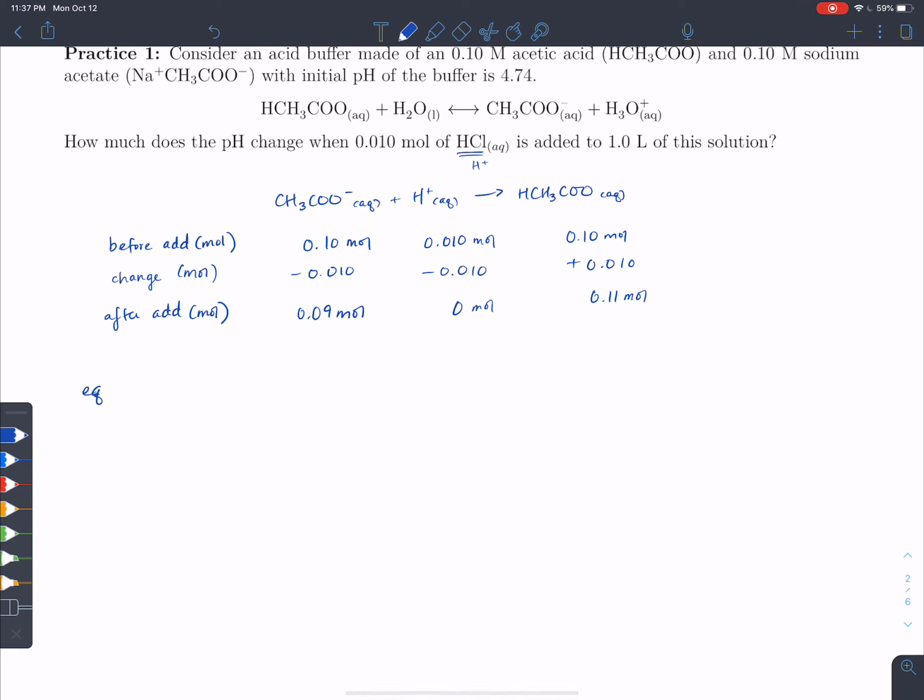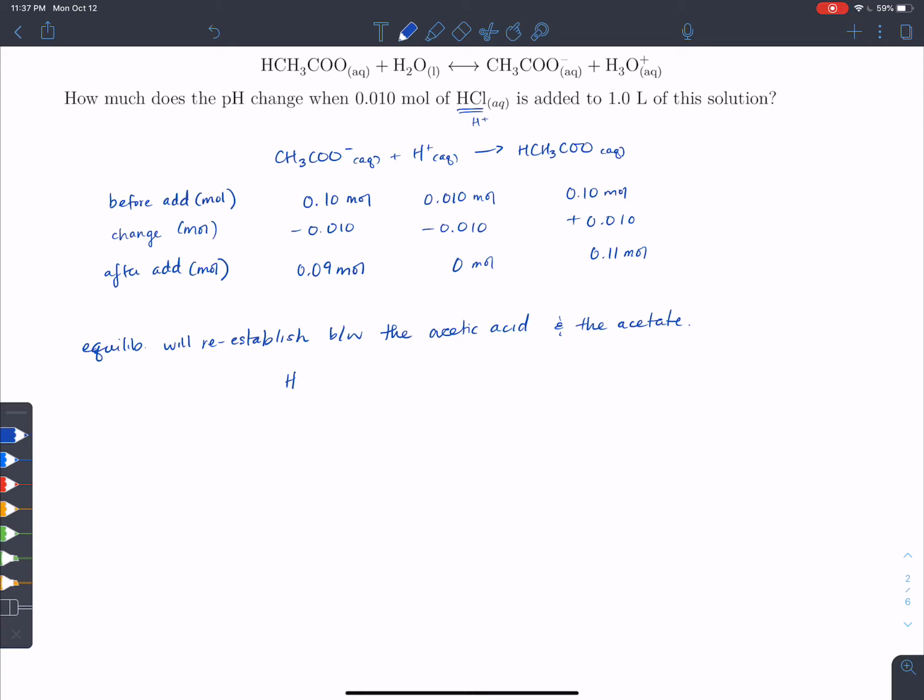So the equilibrium will reestablish between the acetic acid and the acetate. Okay, so we know that the buffer equilibrium is acetic acid plus water produces acetate, that's aqueous, and hydrogen ions, right? Because it's an acidic buffer.